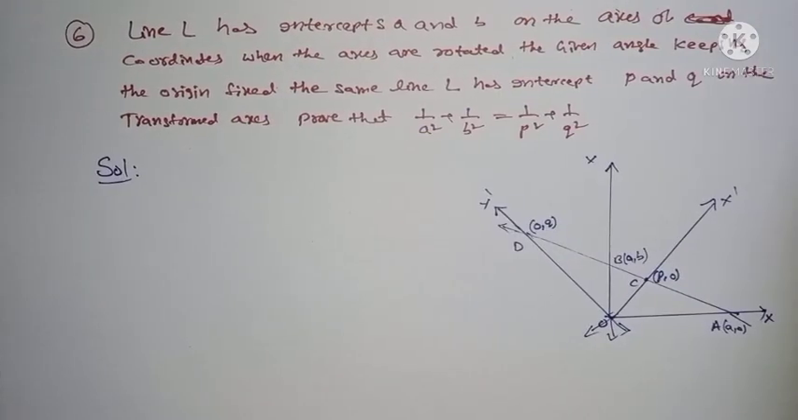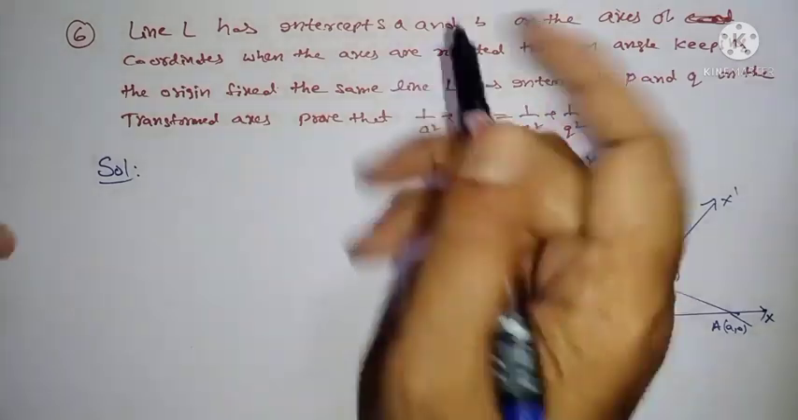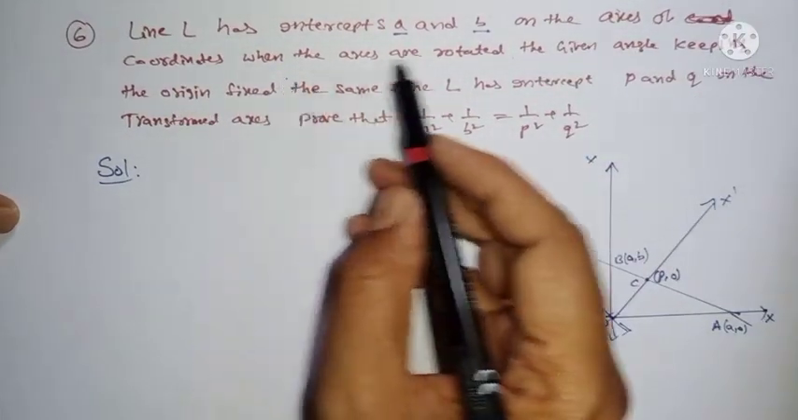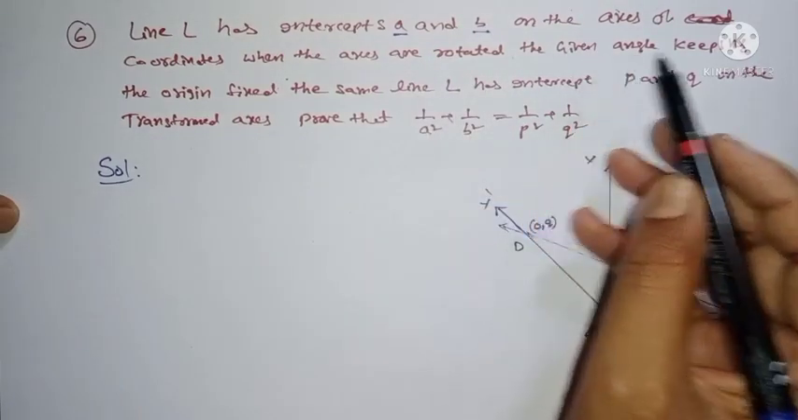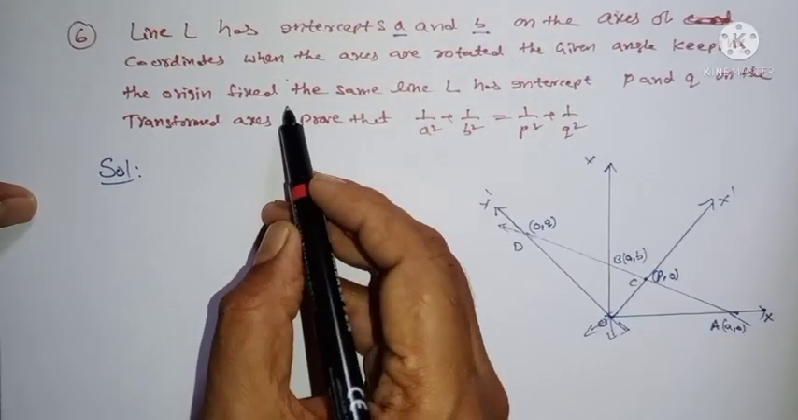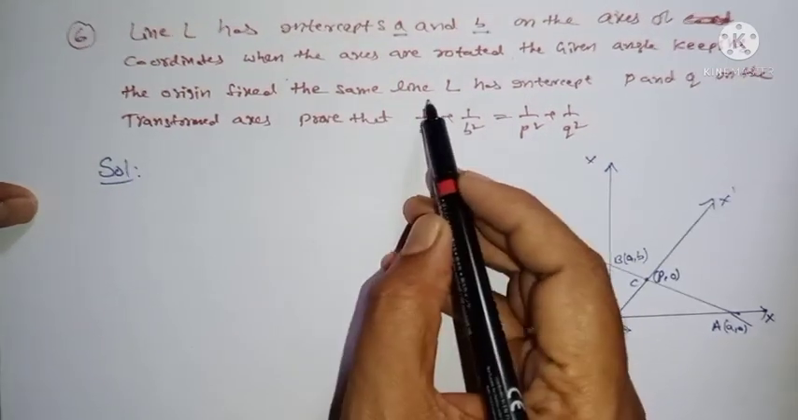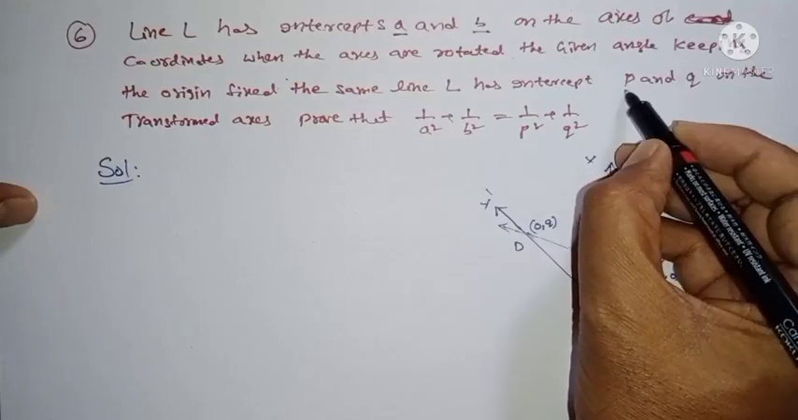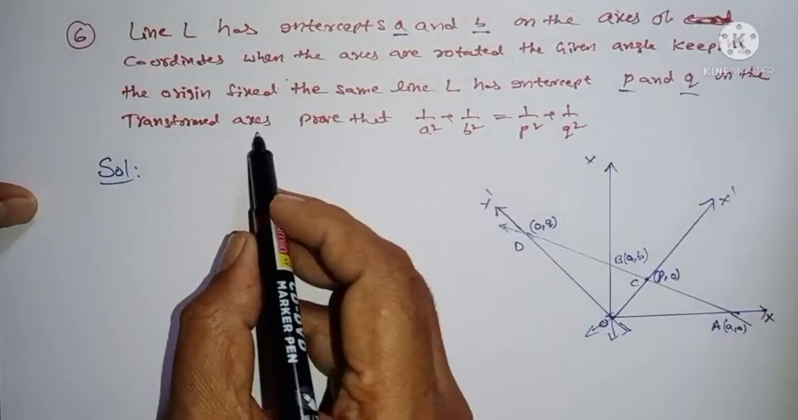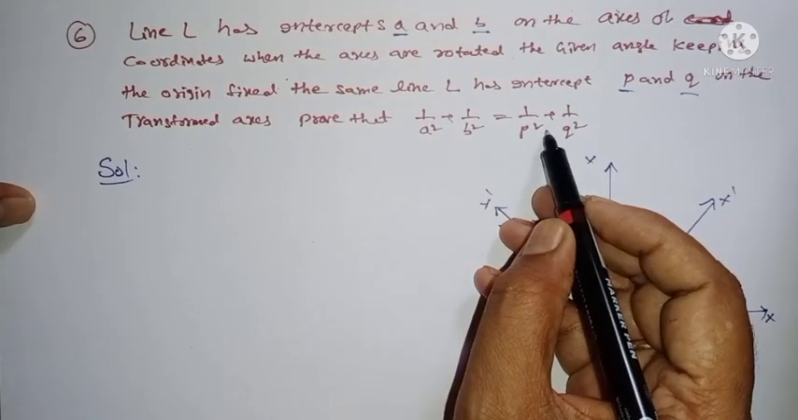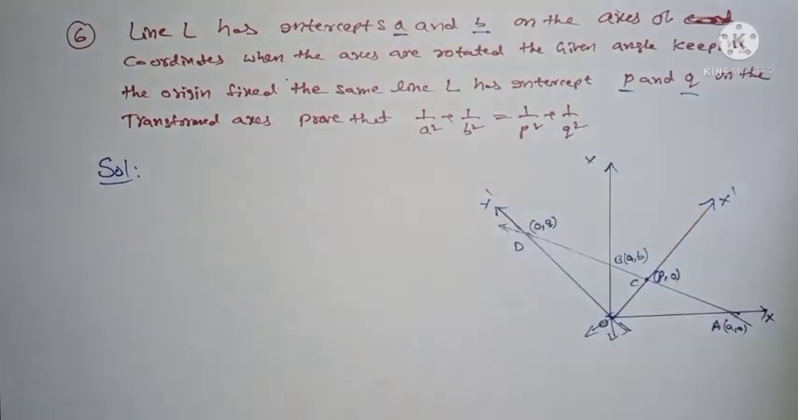Next, sixth problem. Line L has intercepts A and B on the coordinate axes. When the axes are rotated through a given angle keeping the origin fixed, the same line has intercepts P and Q on the transformed axes. Then prove that 1 by A square plus 1 by B square is equal to 1 by P square plus 1 by Q square.